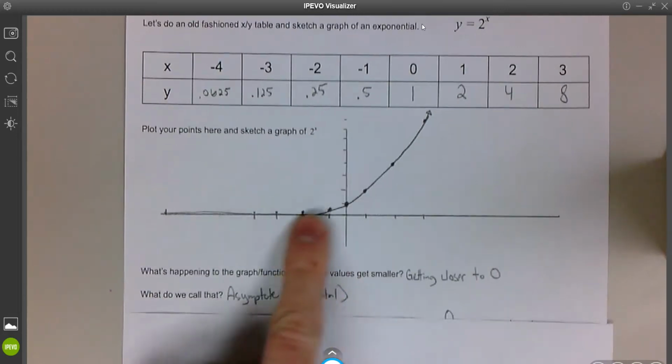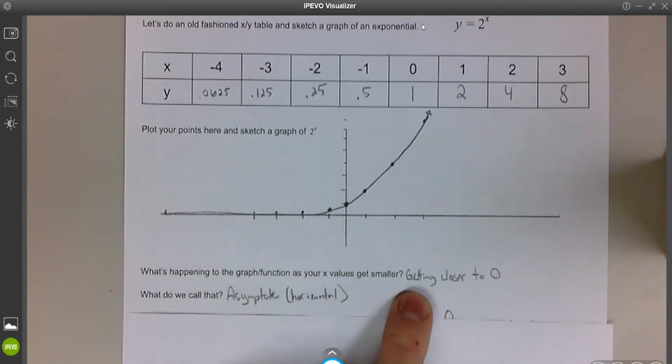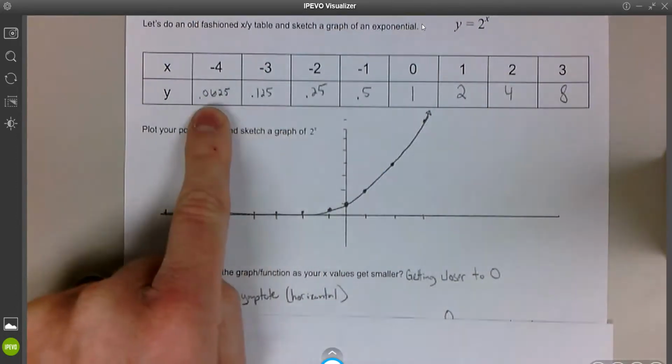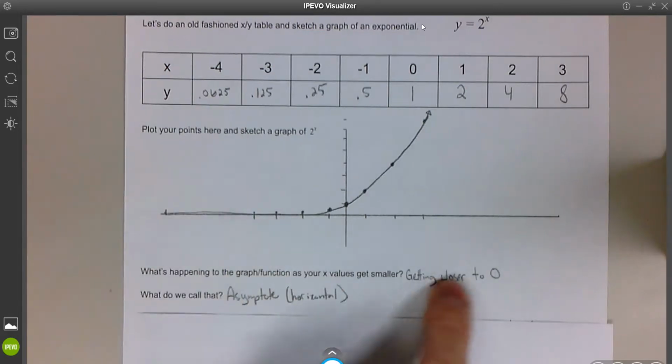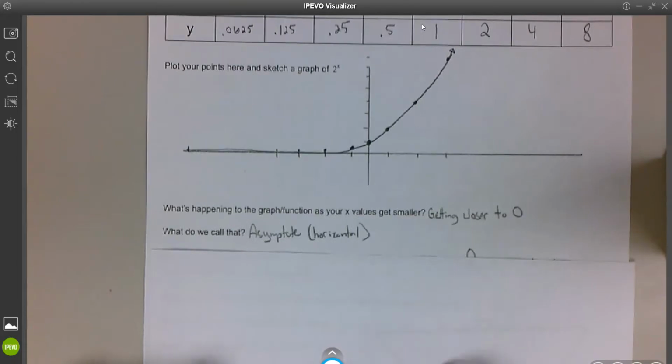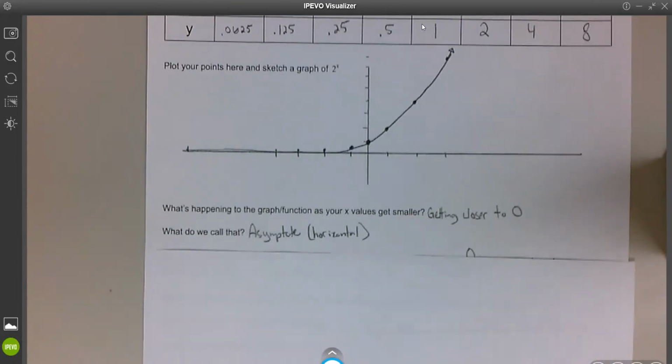Okay. Next, what's happening to our graph as our x values get smaller? As I go to the left on my graph, what's happening? It's getting closer to 0, right? 0.5, a fourth, an eighth, a 64th, getting smaller and smaller and smaller. It's getting closer to 0. Well, what do we call that? We call that an asymptote. Remember, an asymptote on our graph is the worst landing ever. We get closer and closer to the runway, but we don't actually ever touch down.